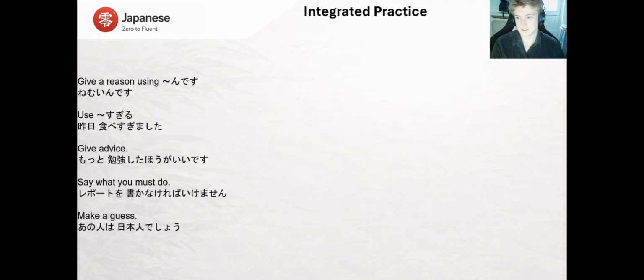All right, that's it. Here's the integrated practice for today. We're going to go into giving reasons with the んです. An example of this could be 眠いんです, which is to say I'm tired. That's why I'm feeling not energetic. So you're giving the reasoning, the background information as to why you're not energetic today. In this case, that would be 眠いんです.